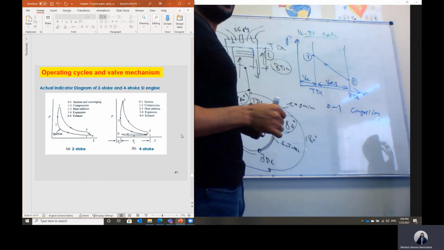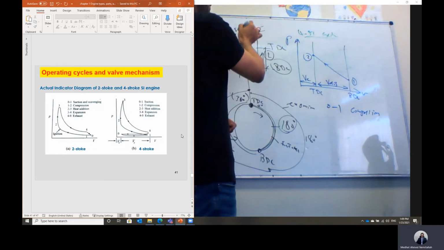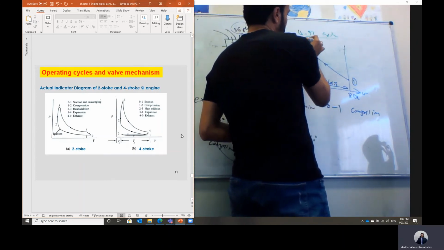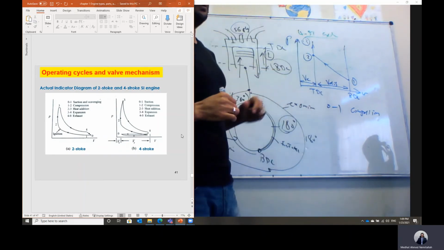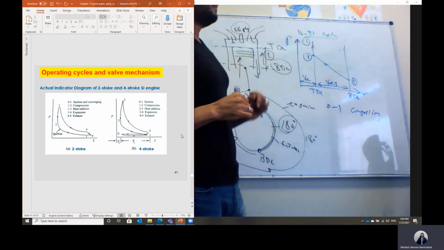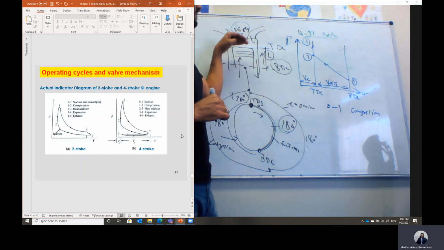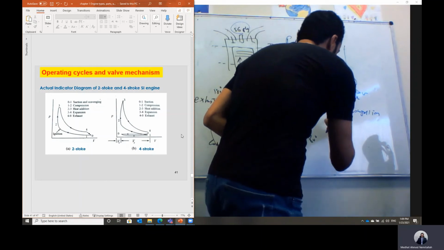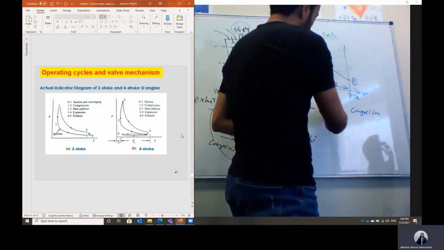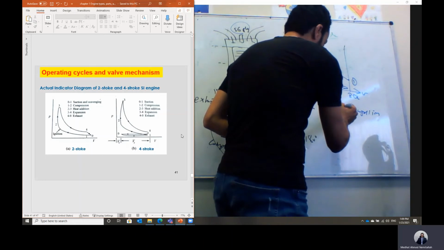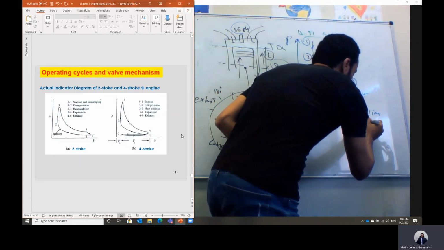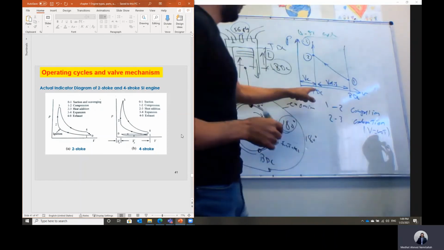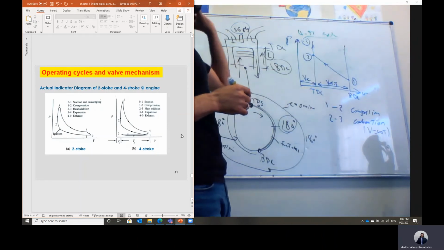And at point number 2, at the end of the compression stroke, we have the spark plug to initiate the combustion. The combustion in a gasoline engine is instantaneous, under constant volume, from state 2 to state 3, instantaneously when the piston is at the top dead center. So this is from 1 to 2. Then from 2 to 3, this is the combustion process, instantaneous combustion under constant volume. Constant volume means the piston is not moving, it is just instantaneous.